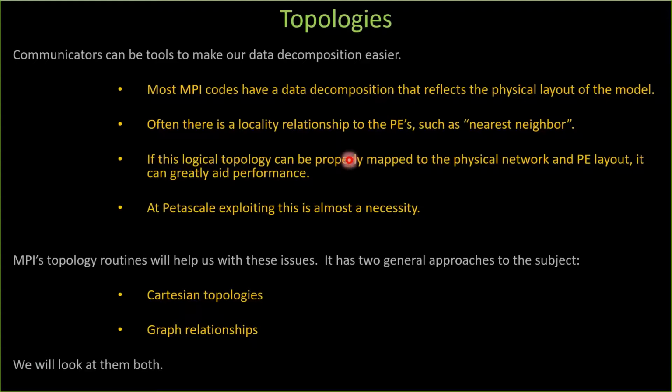The communicator can know about the way we've done a data decomposition and make life a lot easier for us, instead of us having to do all the bookkeeping ourselves. So let's look at the two different types of topologies that MPI is happy working with: Cartesian topologies, in other words, a nice regular grid in however many dimensions, or some arbitrary graphical relationship between things. MPI's got some routines to work with both of these.